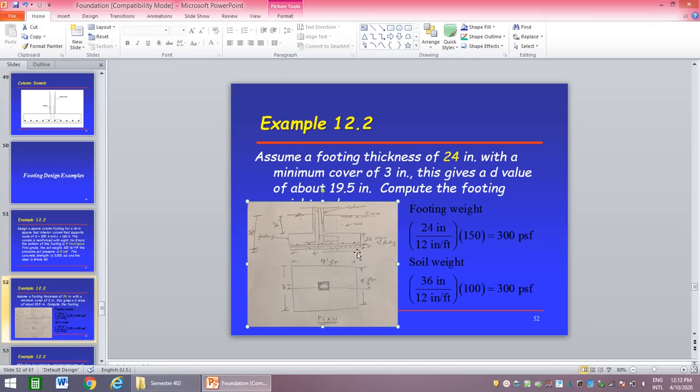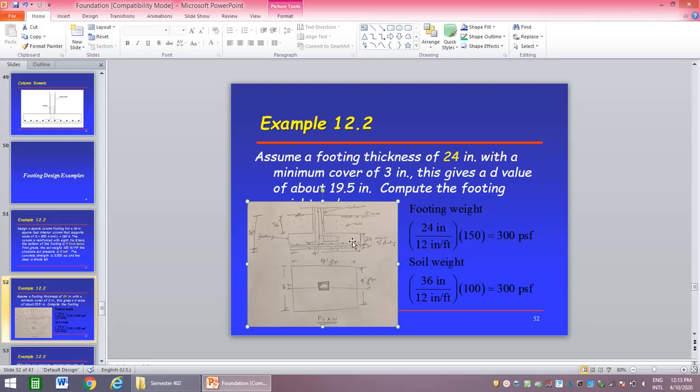There is a PCC, we can take 2 inches of PCC, but PCC is not included in the footing depth. So the depth from the ground level to this level is given as 5 feet in the question. We assume 24 inches is the footing depth, so whatever is left, because the total is 5 feet, which is 60 inches, is 60 minus 24, it will come 36.